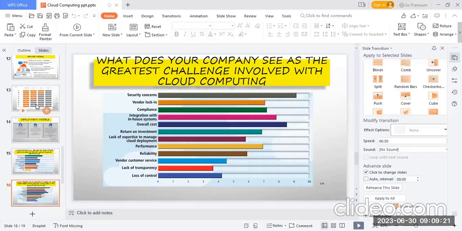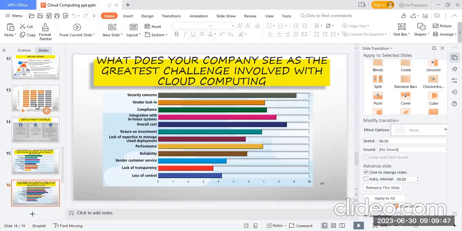Overall performance. First of all, we need to decide what my task is, what my application is, and accordingly we need to use the cloud. Otherwise, we need to pay more here. Suppose sometimes the requirement is not there, but we forgot to terminate or log out of the device, then also we need to pay more.